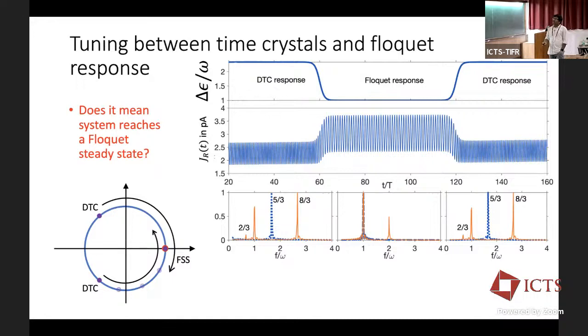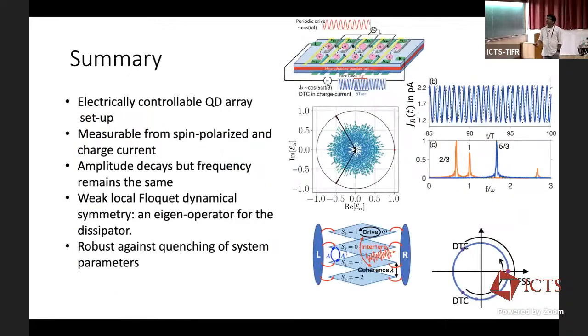Once I change the parameter again, it starts moving. So it's just degenerate, but the DTC state is really orthogonal to the Floquet steady state. I was expecting that once it goes there, it will remain there, but it does not, because of the orthogonality between them. So with this, let me now summarize.